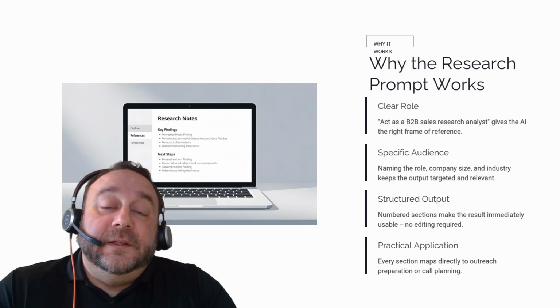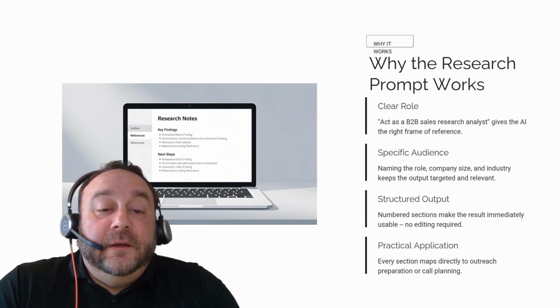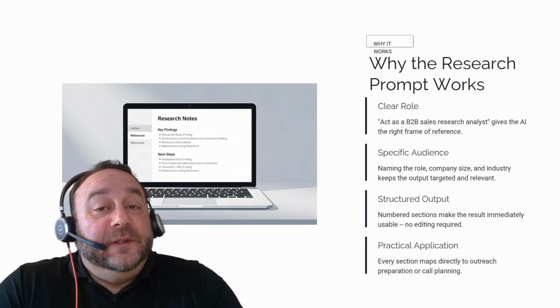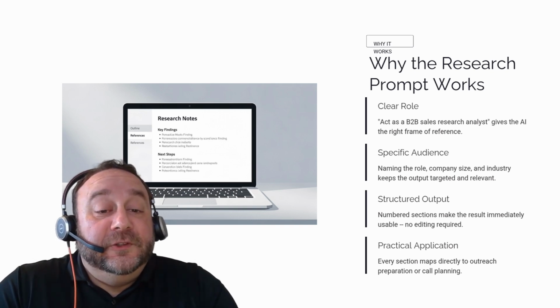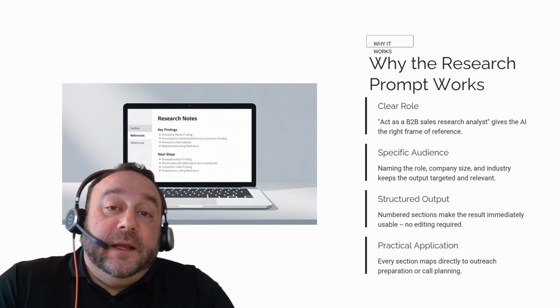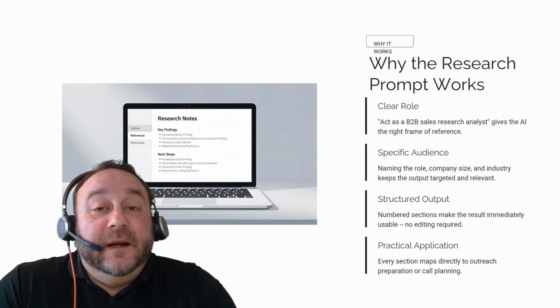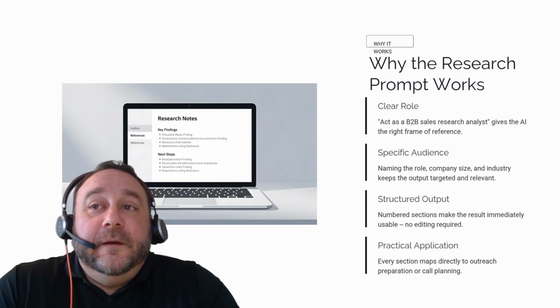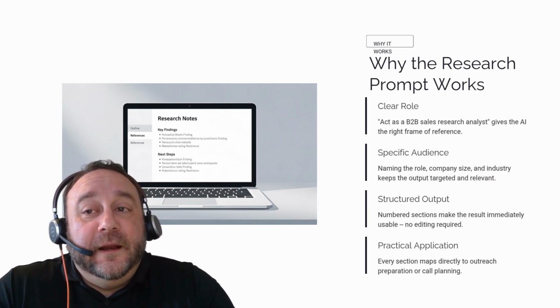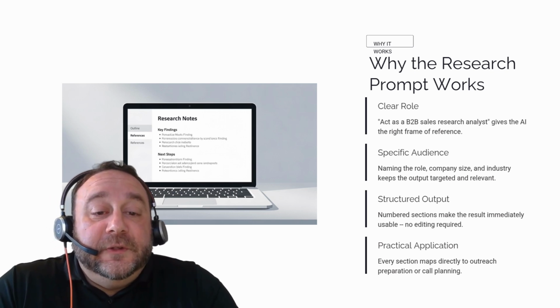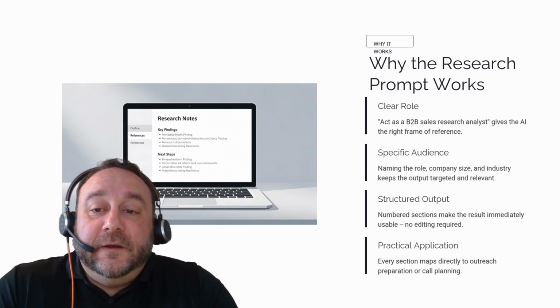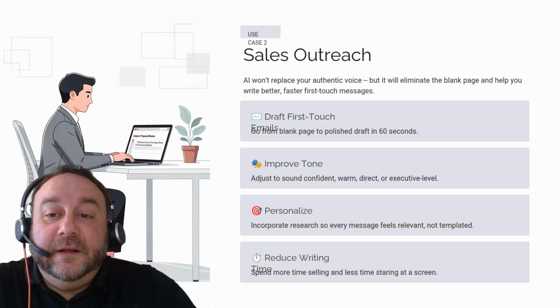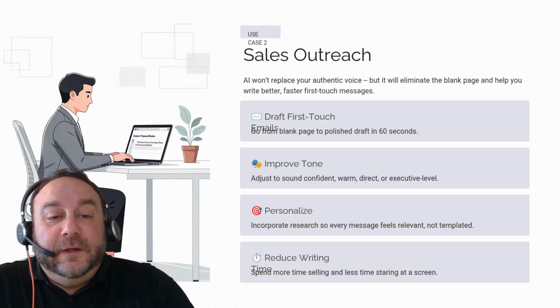Third, it gives the AI a clear output structure. You are not just asking for information, you are asking for business challenges, role priorities, and talking points. That helps the AI organize its answer in a way that supports real outreach. In short, the prompt works because it reduces ambiguity and pushes the AI toward a sales specific outcome instead of a generic company summary.